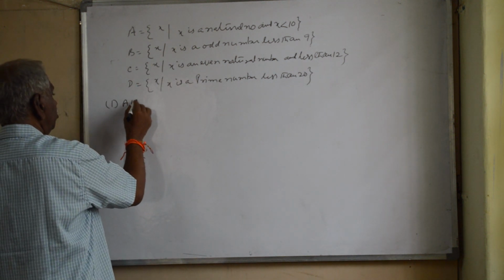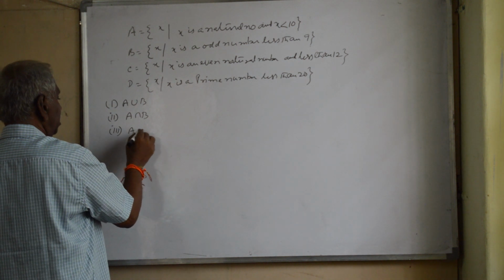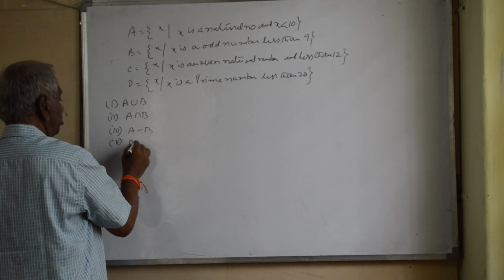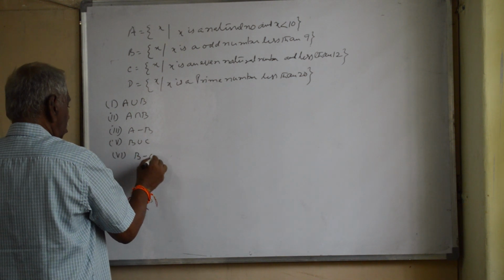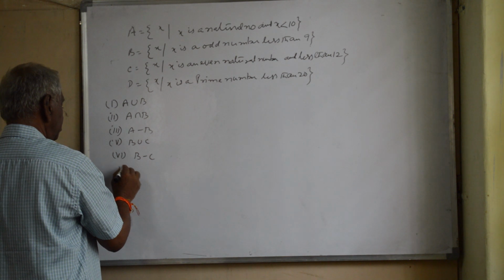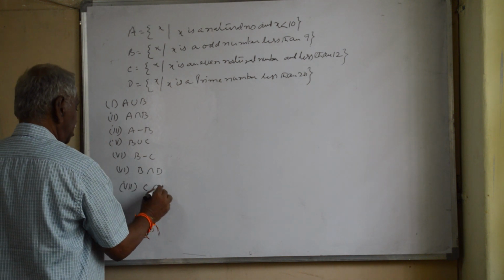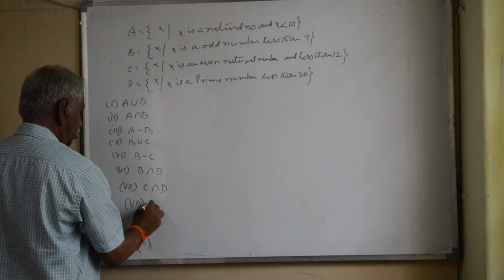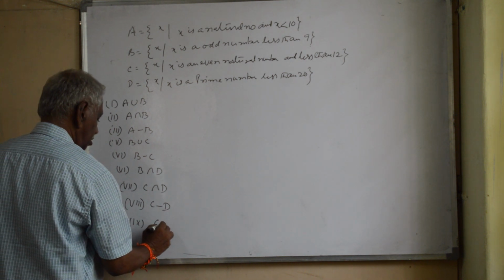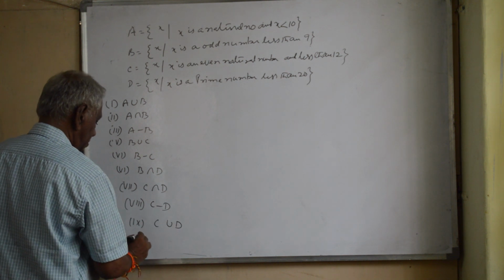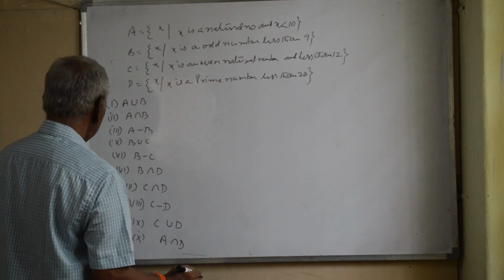First find 1, A union B. 2, A intersection B. 3, A minus B. 4, B union C. B minus C. B intersection D. C intersection D. C minus D. C union D. A intersection D. Let us consider these.